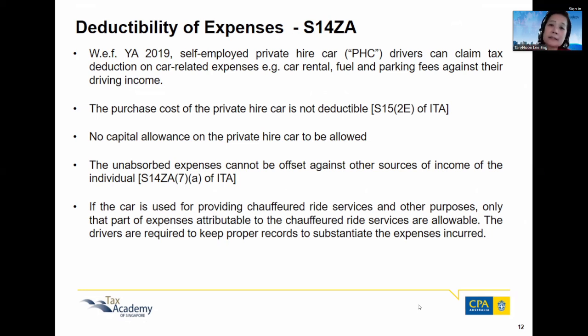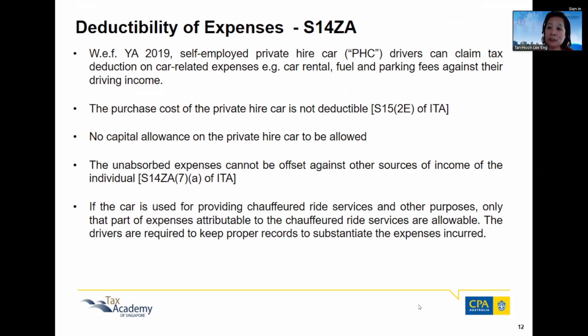Okay, we are still on private hire car drivers, on the expenses claim. I think by now you all know that private car expenses are not allowable. So if a self-employed person, a commission agent, incurred expenses on his private car, the expense on the private car is not allowable, because it's prohibited under Section 15.